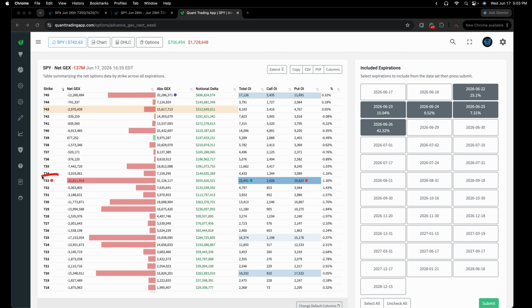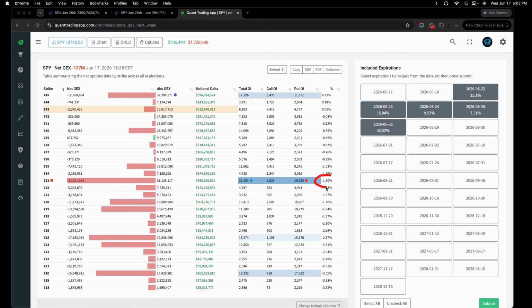733 is the highest net negative gamma exposure for next week. It has the highest open interest for next week, and it has the highest put open interest for next week. So I interpret that as this is the level that traders are hedged for. If the market gets below this price, then things can be dangerous, but for the most part, below this is where I imagine traders will be protected.